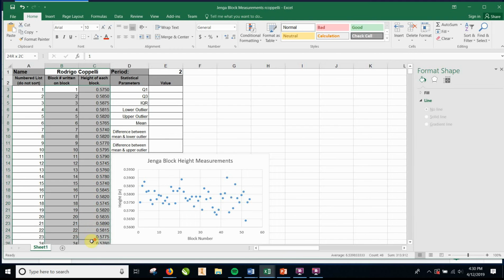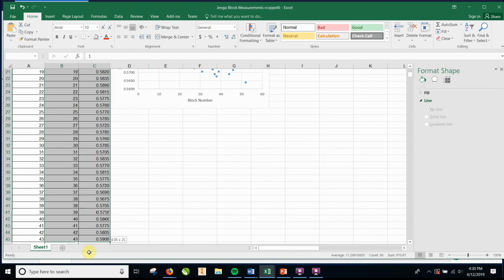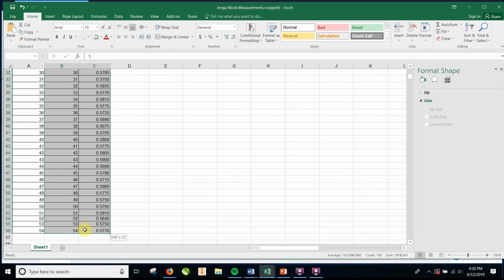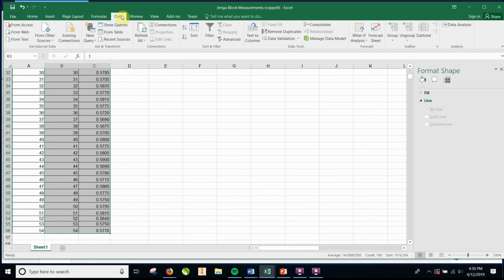Excel is powerful enough to do that for you. First of all, I'm going to highlight the section that I want to sort. And I'm going to go to data. I'm going to go to sort.